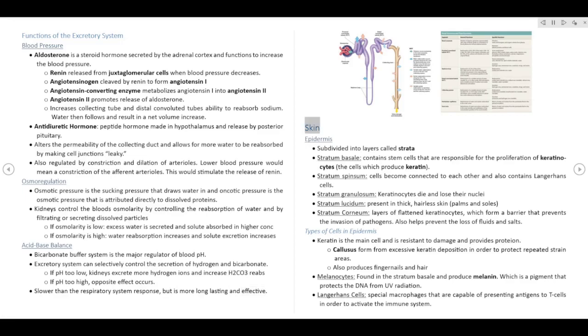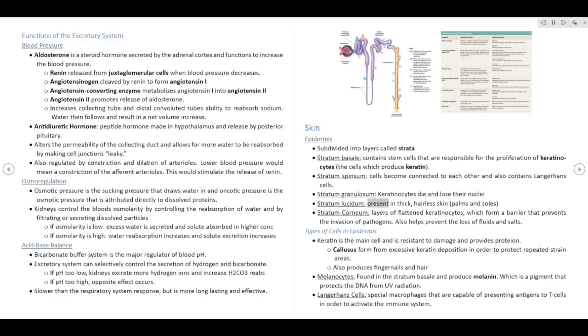Skin. Epidermis. Subdivided into layers called strata. Stratum basale contains stem cells that are responsible for the proliferation of keratinocytes, the cells which produce keratin. Stratum spinosum, cells become connected to each other and also contains Langerhans cells. Stratum granulosum, keratinocytes die and lose their nuclei.